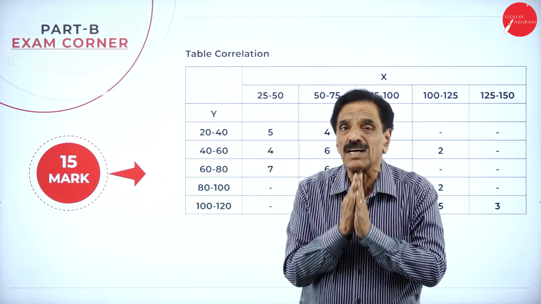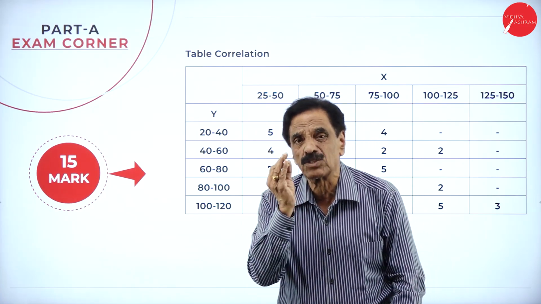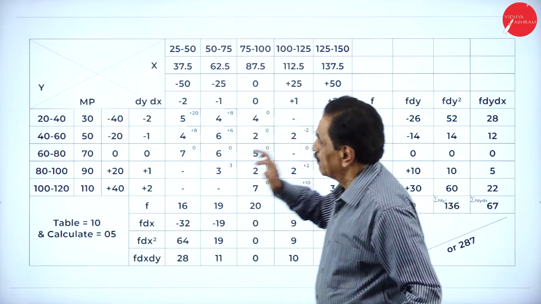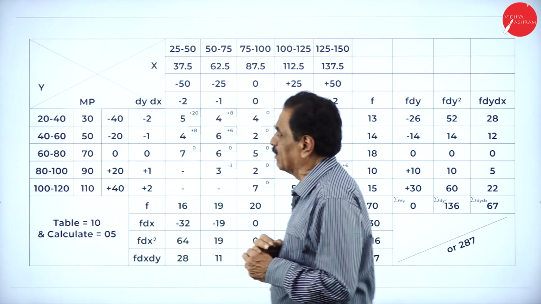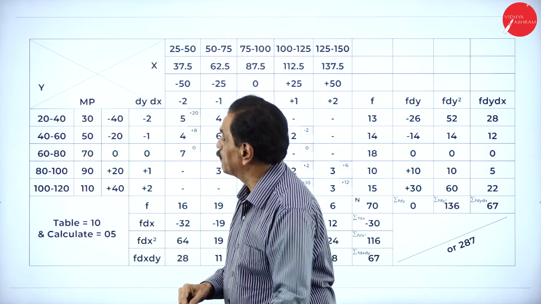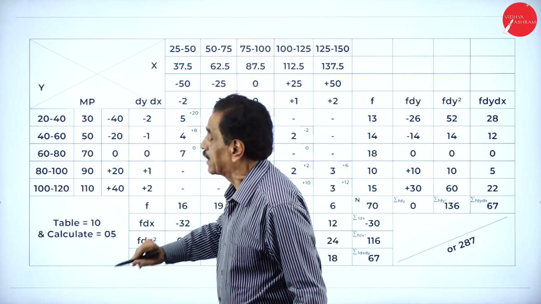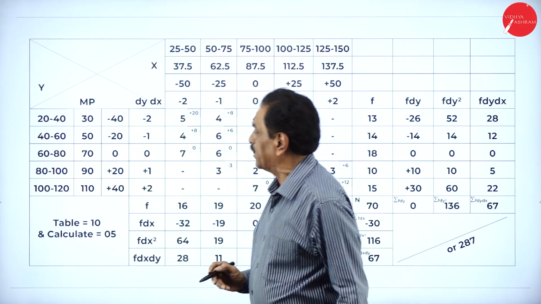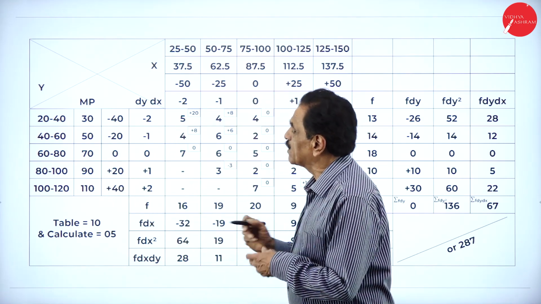Now we have to construct the table. I am going to explain slowly how the table has to be worked out. See that, first 20 to 40, 40 to 60, 60 to 80, 100 to 120. Find out the mid value. How to find out the mid value? 20 plus 40 is 60, divided by 2 is 30. 40 plus 60 is 100, divided by 2 is 50.